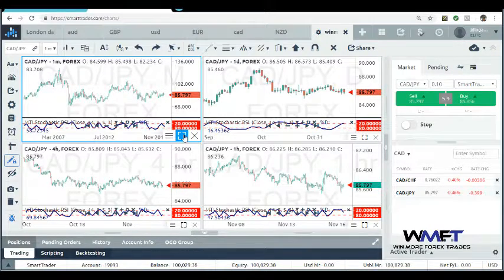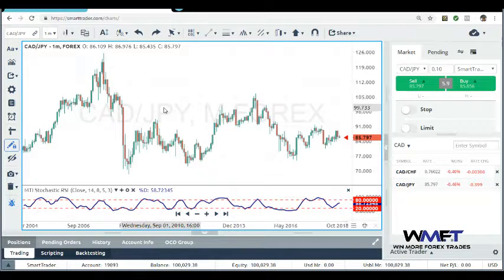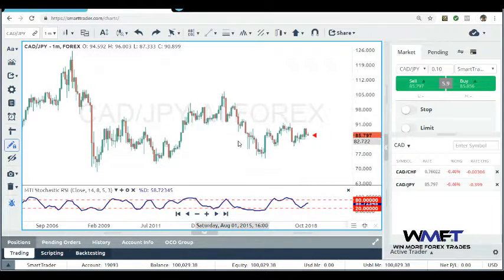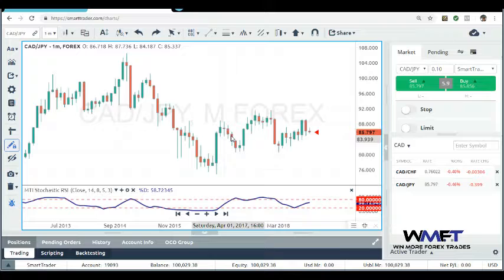Here is the monthly time frame. We're using the monthly time frame for direction. So the first thing we want to do is separate the market into a buy zone and a sell zone. Right here you can see the market was in a downtrend, and now the market is starting to go on an uptrend.